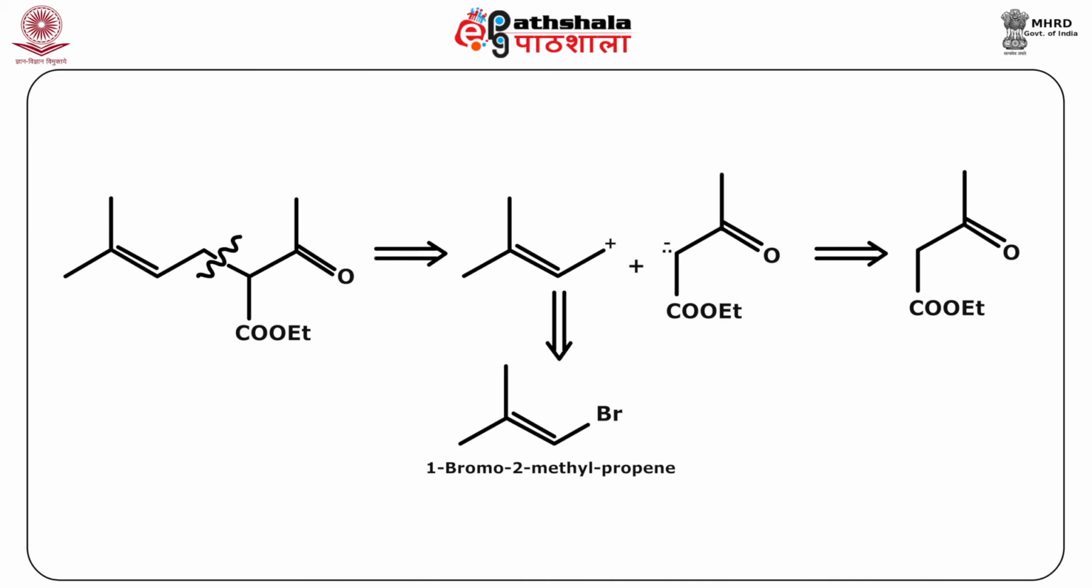Synthesis of the precursor of 2-acetyl-5-methyl-hex-4-enoic acid ethyl ester. It can be seen that the synthesis can take place by the steps wherein the precursors through the retrosynthetic approach were considered as ethyl acetoacetate and 1-bromo-2-methyl-propene.